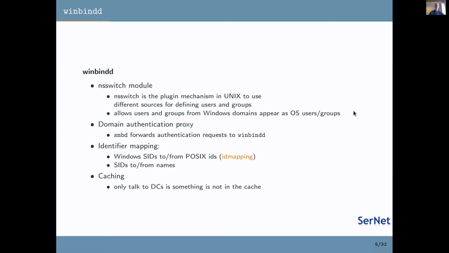Winbind is also a central store and instance that does identifier mapping. In Windows, you have SIDs, and in POSIX we have IDs, user IDs and group IDs. This is called ID mapping, and this is done in the Winbind process. That's one part of identifier mapping. We also do SID to name translations. This is an RPC service where we talk to domain controllers. Whenever SMBD has to do any of this business, it talks to Winbind. Winbind caches this, so it will only talk to domain controllers if something is not in the cache, which is quite nice.